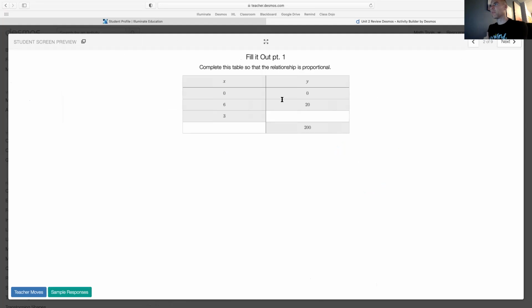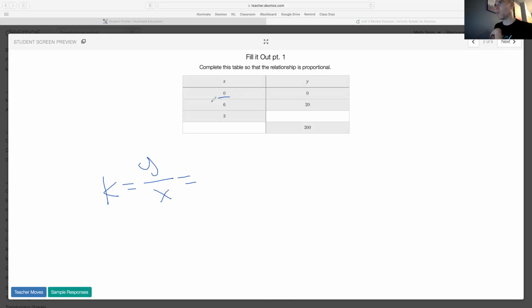All right, complete this table so that the relationship is proportional. So I always tell my students the very first thing you should do when you come across a table like this is find the constant of proportionality. Then you can use it to fill in your values. So the constant of proportionality is always a y value divided by an x value.